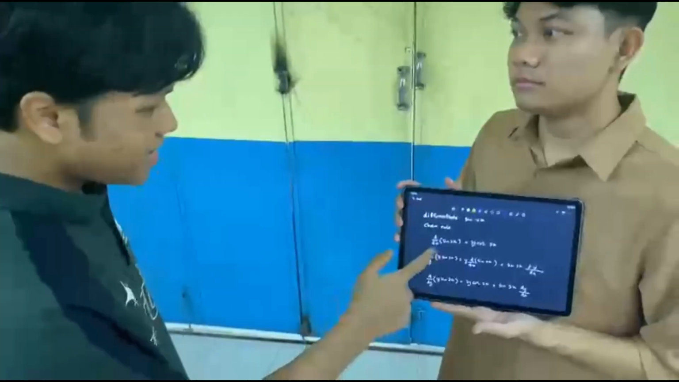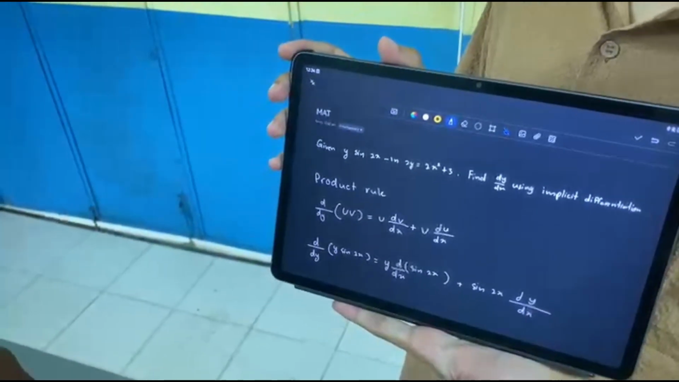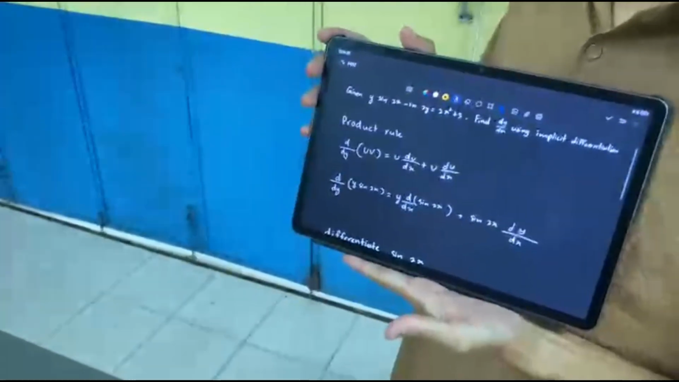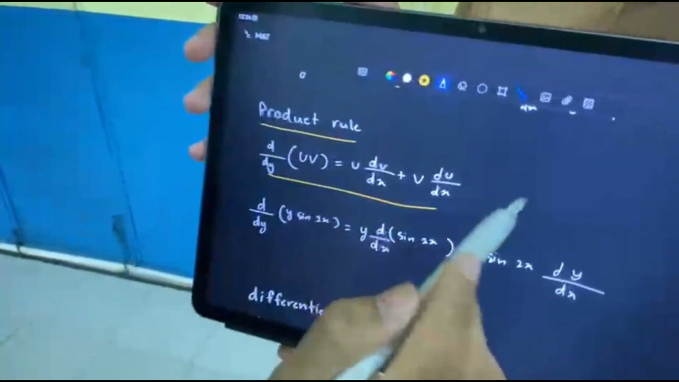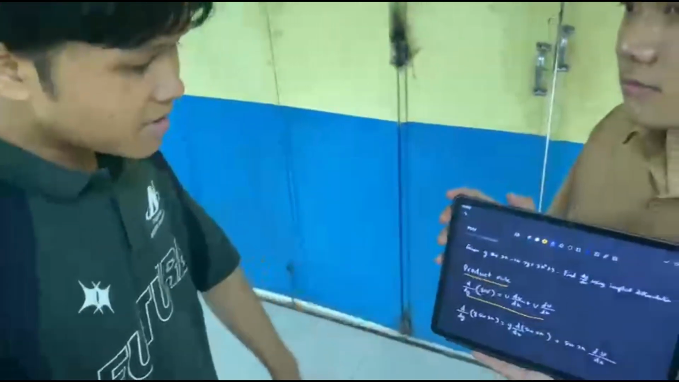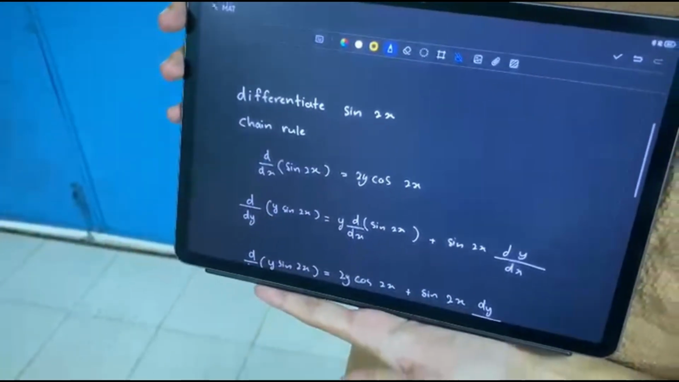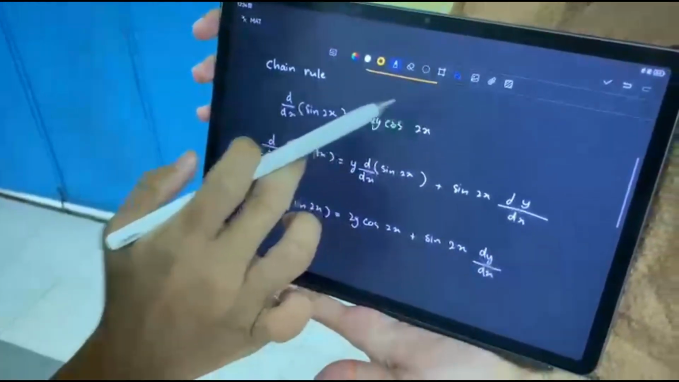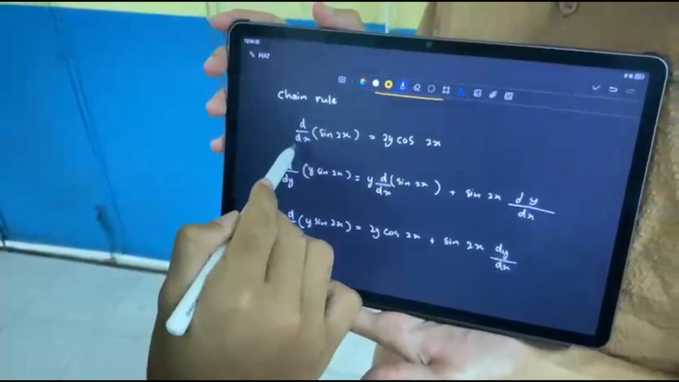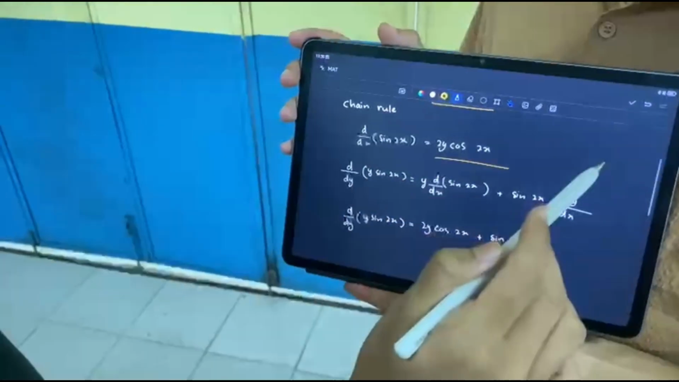Moving on to the third question. The third question given is y sin 2x minus ln 2y equal to x cubed plus 3. So we need to differentiate the equation by using implicit differentiation. So we need to use the product rule. This is the formula. So we need to use the equation up there and insert it into the formula given. The second thing is we need to differentiate the second function, sin 2x, by using the chain rule. So insert the sin 2x into the chain rule, which is this formula which we know, d over dx sin 2x equal to 2 cos 2x.